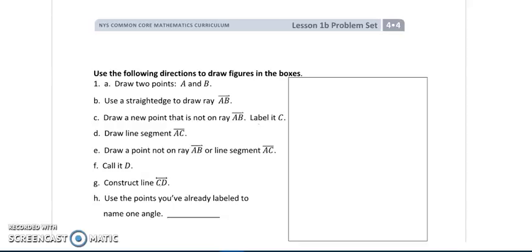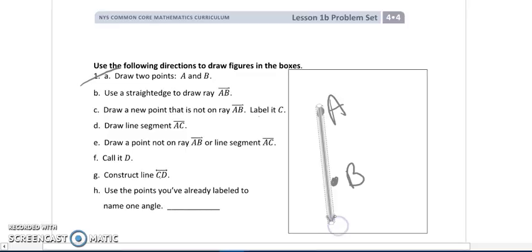Okay, so we're going to do a lot like we did in Lesson 1A, where we follow the directions to draw points, but this time we're going to be drawing rays and making angles. So we're going to start off again by drawing 2 points, A and B. So point A and point B. Then it says to use a straight edge to draw a ray, AB. So I'm starting at A, and I'm going to go past B.